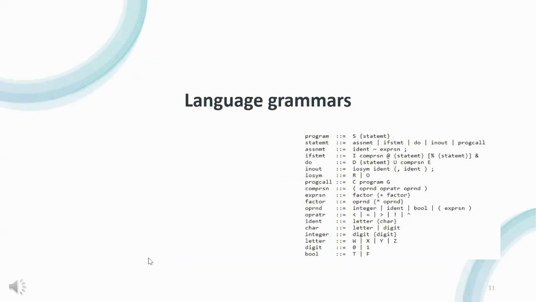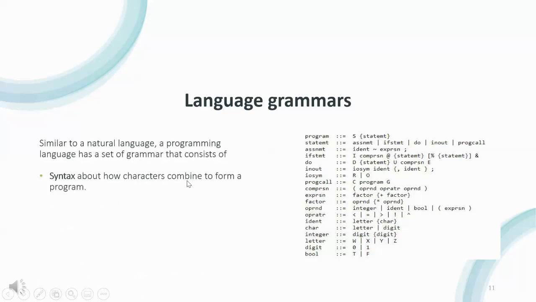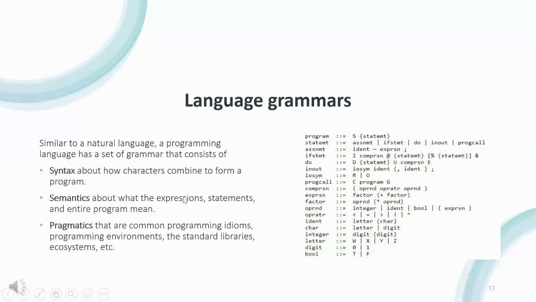Also, similar to a natural language, a programming language has a set of grammar that consists of syntax, semantics, and pragmatics. Syntax is about how characters combine to form a program. Semantics is about what the expressions, statements, and entire program mean. Pragmatics include common programming idioms, programming environments, standard libraries, and ecosystems.